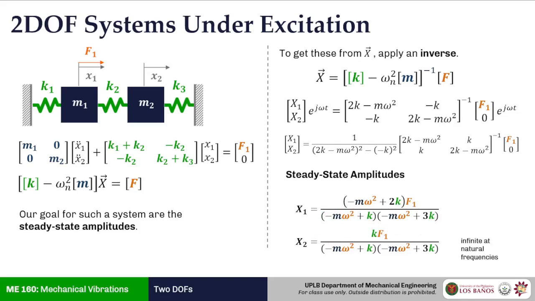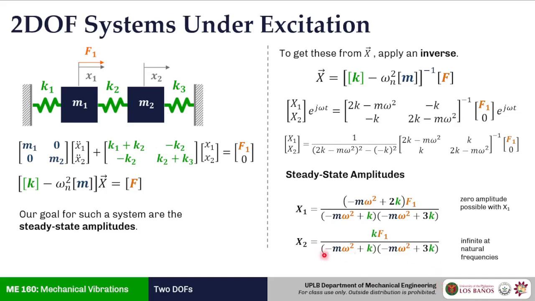What else do we notice? For x2, it's k times F1. Okay, no big deal. However, if you look at x1, there is a difference term. So you have 2k minus m omega squared. The interesting implication of this is that there will be a forcing frequency that can trigger a zero amplitude. So that is amazing, actually.